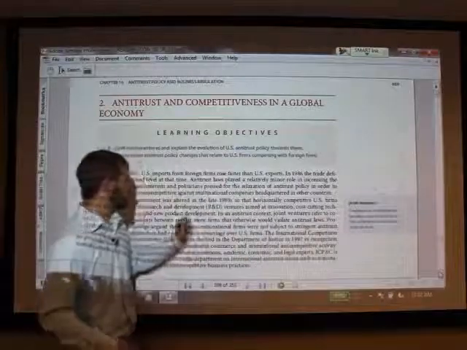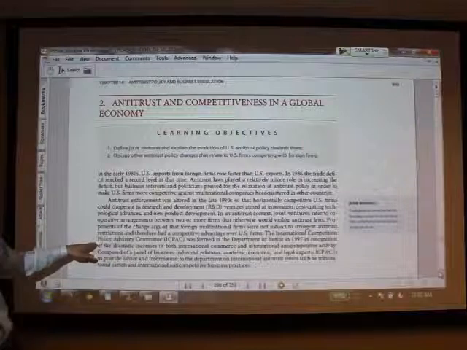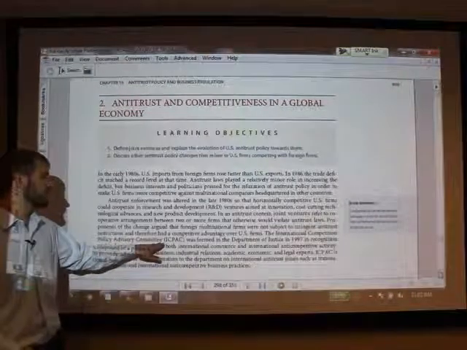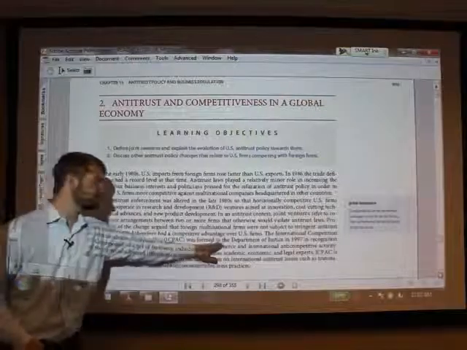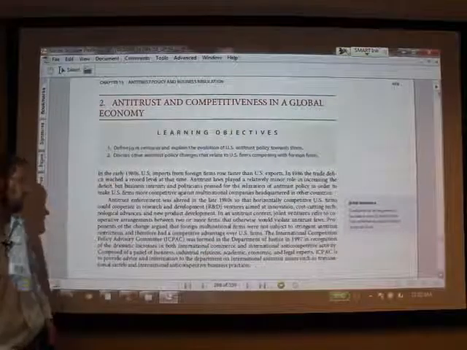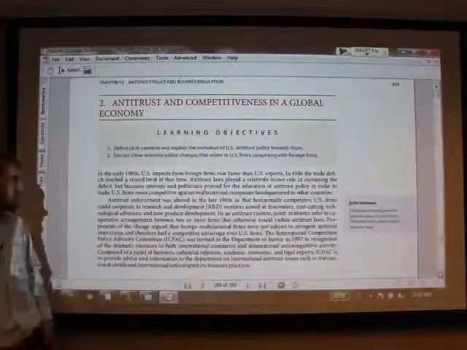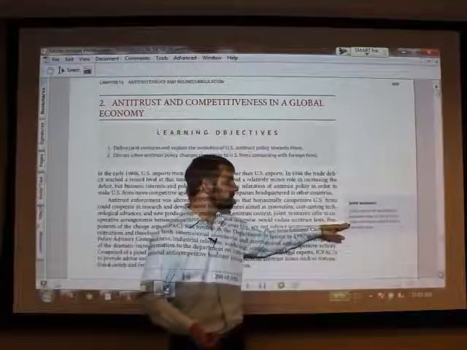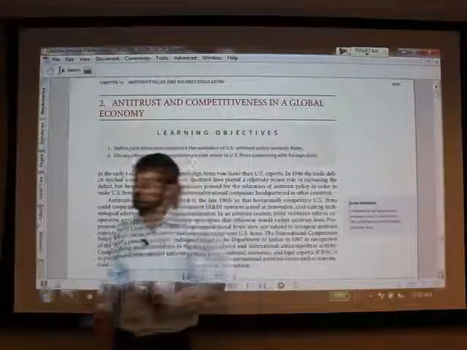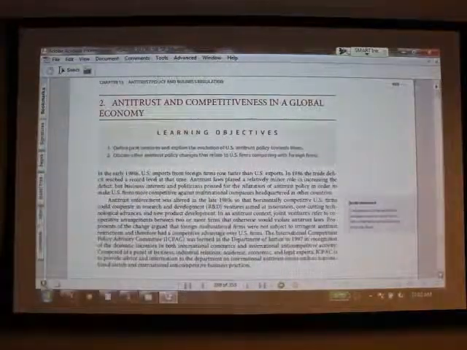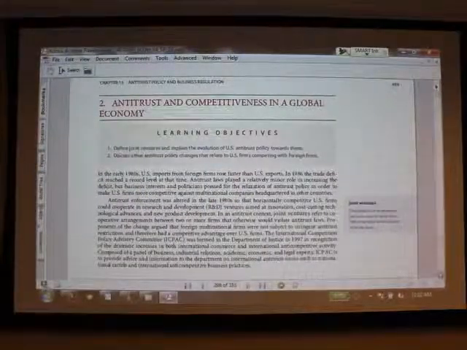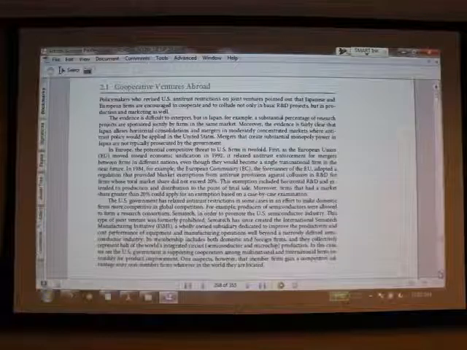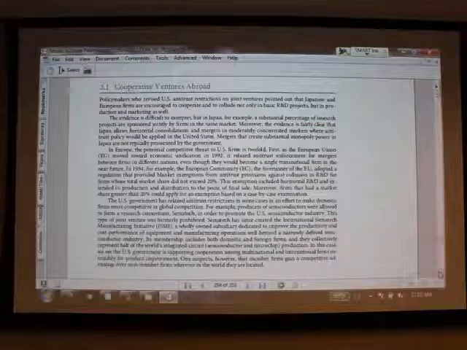For example, one of these agreements is called the International Competition Policy Advisory Committee. This was formed in the Department of Justice in 1997 for the reasons that I mentioned. Joint ventures are cooperative arrangements between firms that otherwise would violate antitrust laws. So again, you should read this section and highlight just the different types of organizations that were formed.